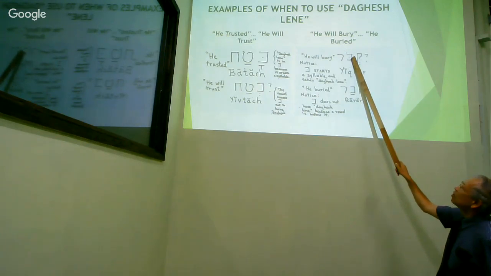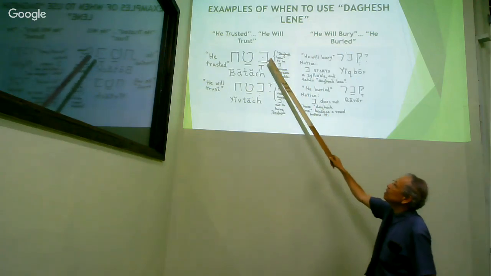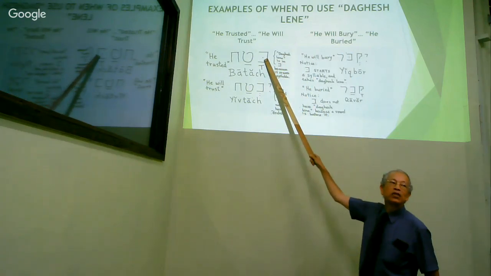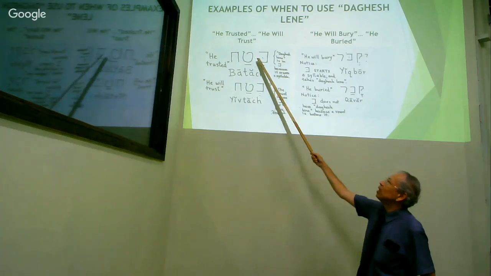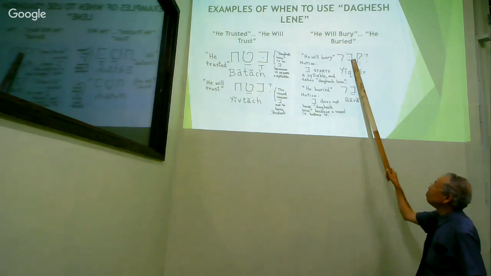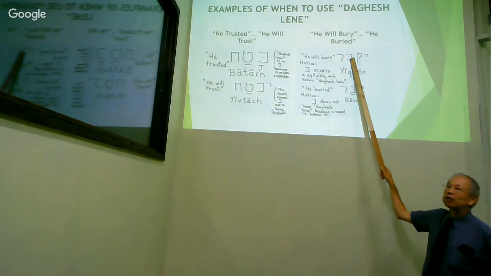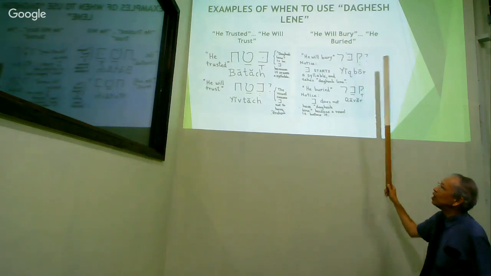And it starts the syllable, and it has the Daghesh Lene in it. So this is at the beginning of a word, and it starts the syllable. It has a Daghesh Lene. This is more or less in the middle of the word, and it starts a syllable. It has the Daghesh Lene in it.